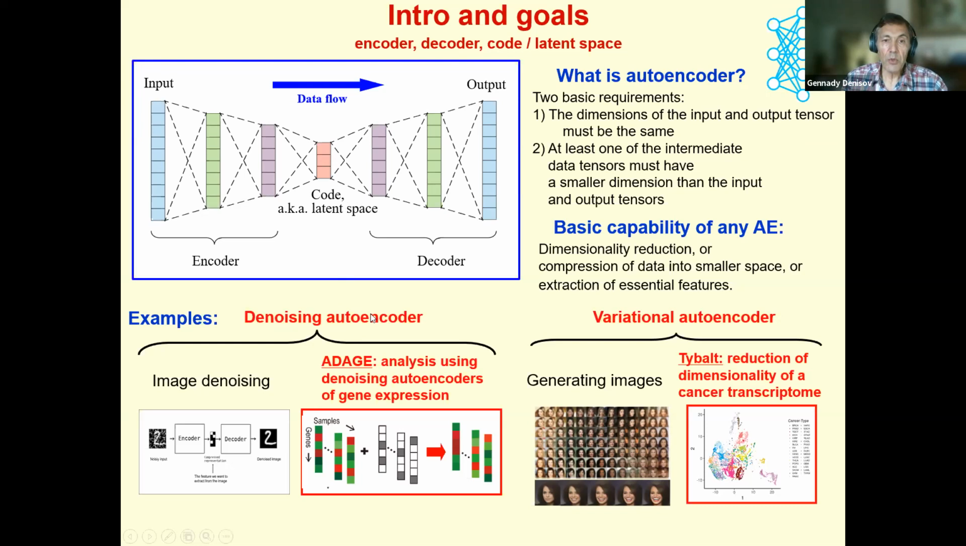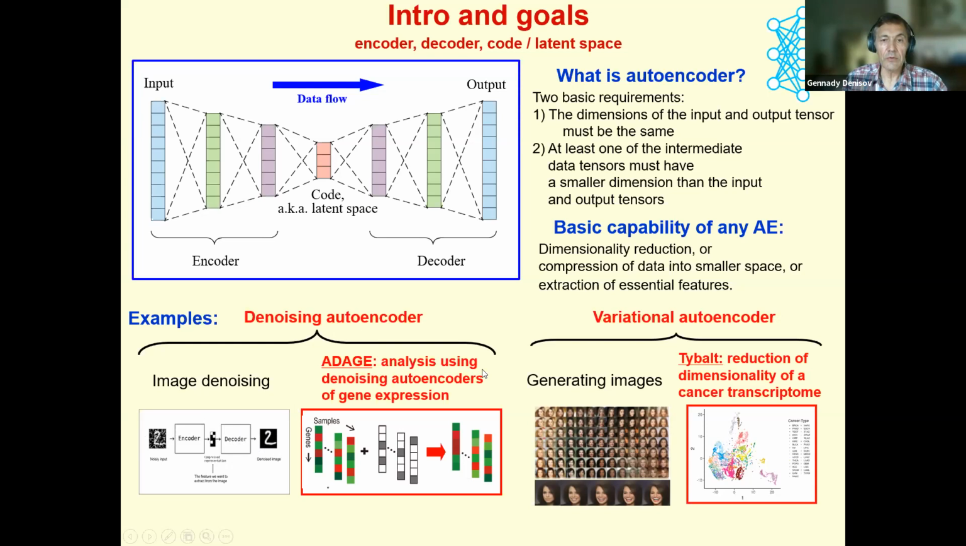The first example is denoising autoencoder. This type of autoencoder can denoise, for example, a noisy image, the noise shown here as white dots. After processing with the autoencoder, we get a noise-free image at the output. The biological example of denoising autoencoder is called ADAGE. This abbreviation stands for analysis using denoising autoencoders of gene expression.